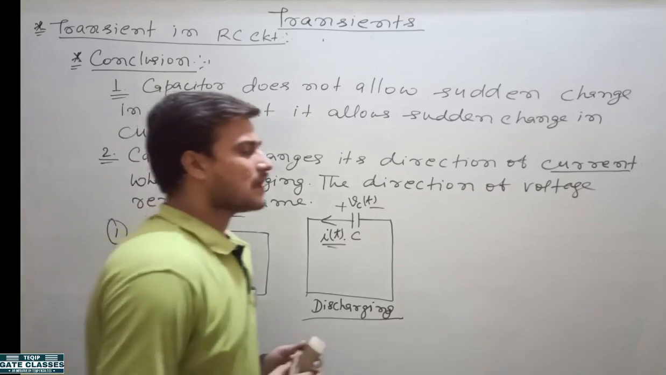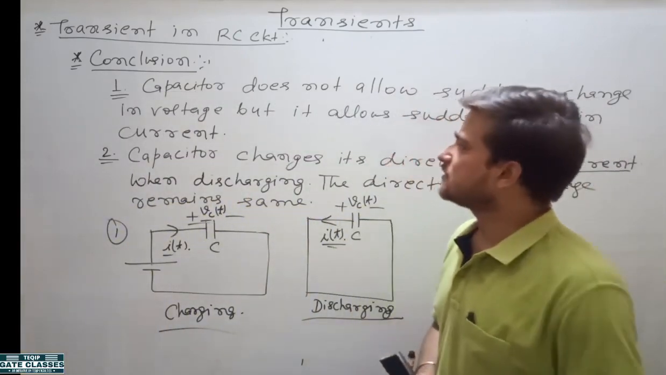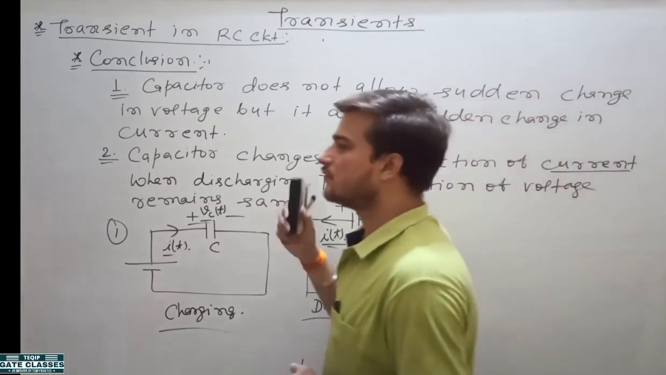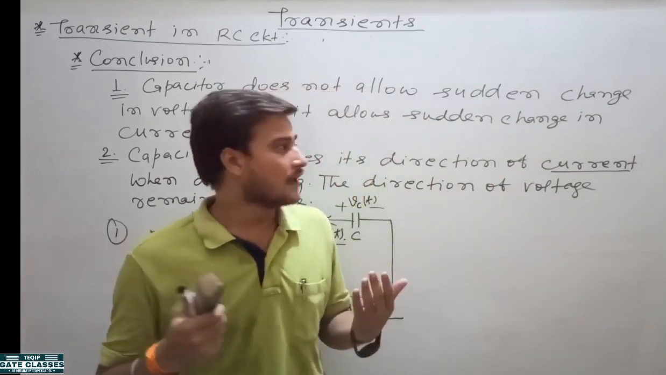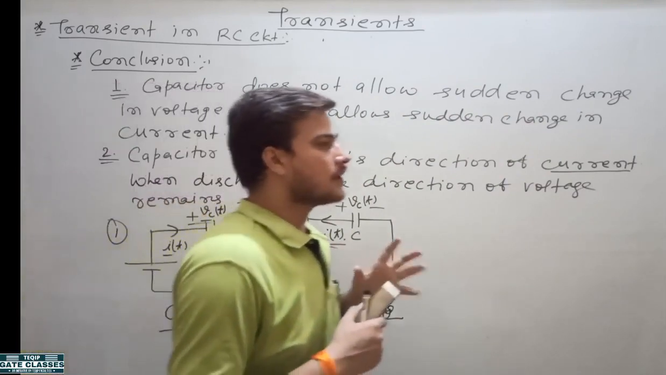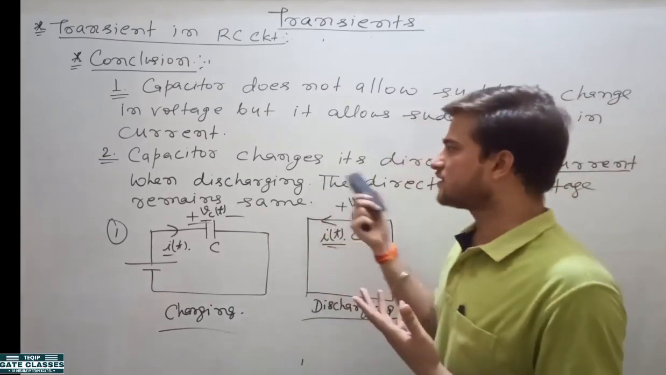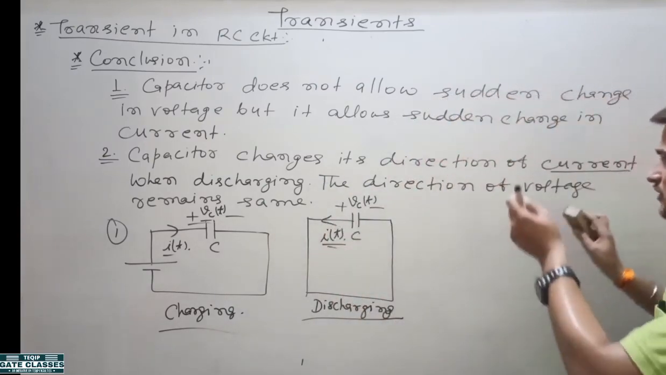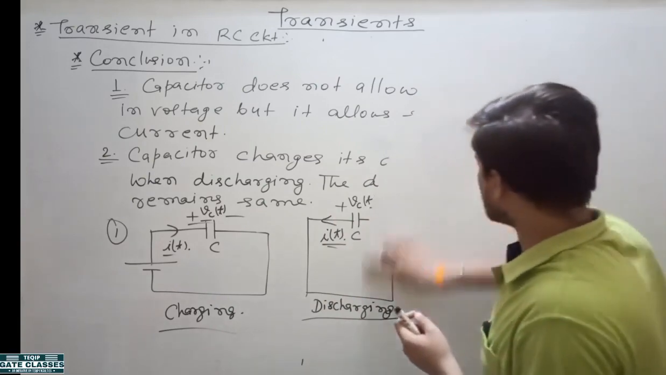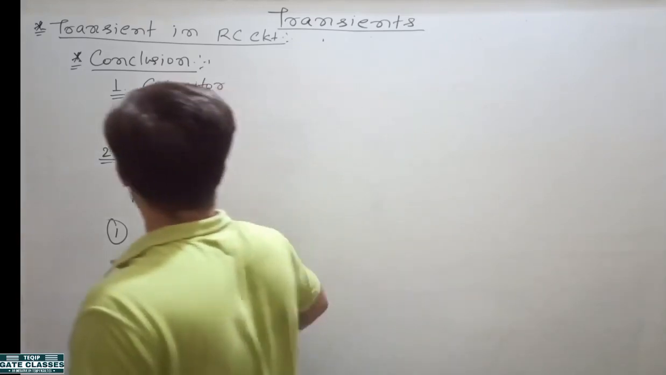In the previous class I have already discussed the inductor. An inductor does not allow sudden change in current, but it allows sudden change in voltage. That means it is just the opposite of a capacitor. Second, an inductor changes its direction of voltage while discharging, and the direction of current in the inductor is the same. So this is a very important conclusion. You have to understand it, remember it, and apply it in different circuits.